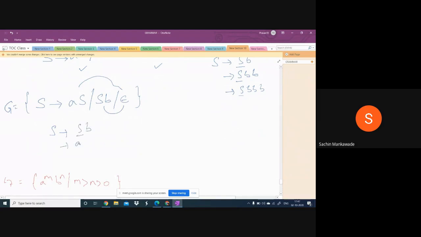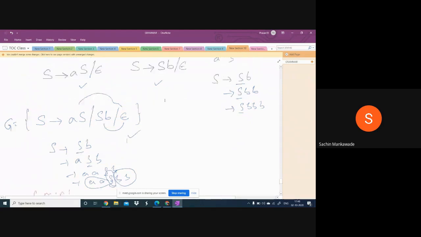Now in S place AS. Now again S place AS. Now S place BS, SB. So however you use AS or SB, A's come before S and B's come after S. There is no chance of mixing A's and B's. And finally, S will be replaced by epsilon. So this gives this language.